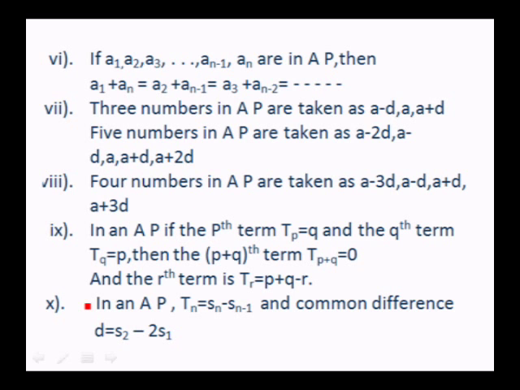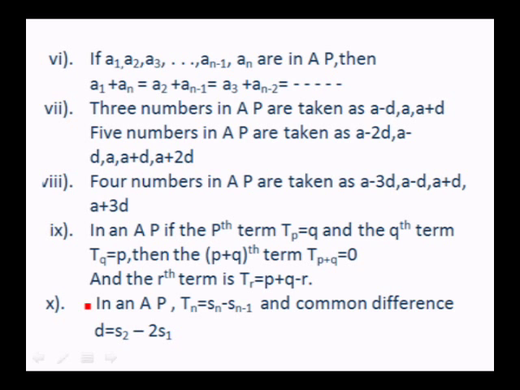If A1, A2, A3, etc., An are in AP, then A1 plus An is equal to A2 plus An minus 1, is equal to A3 plus An minus 2, etc. That means in an AP, if you add the first and the last term, it is the same as the sum of the second and the last but one term, and the third and the last but 2 term like that. Suppose you have 1, 3, 5, 7. If you add 1 and 7 you get 8. If you add 3 and 5 you get 8 like that. So in an AP that is a property of an AP.